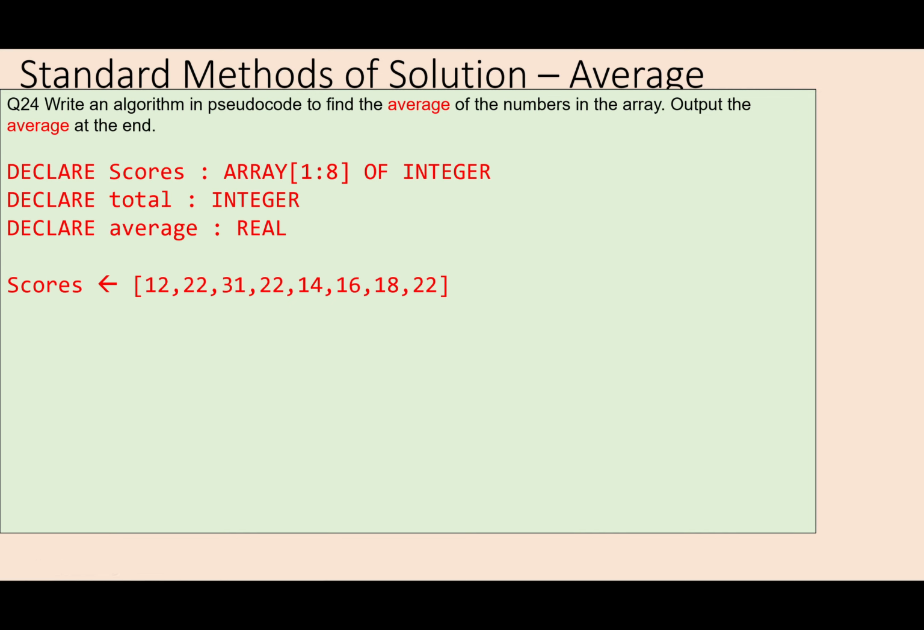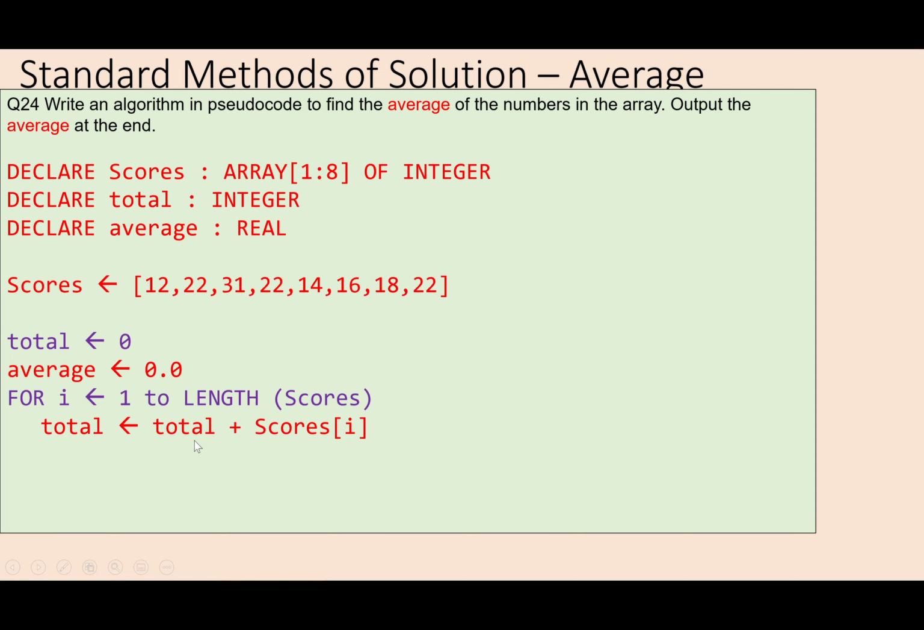Okay, so pause the video, have a go at writing that pseudocode, and then come back and we'll see the answer. Okay, so I'm going to set total to 0, and I'm going to set my average to 0.0. Again, it's another way of identifying the fact that it's going to be a real number. We're going to loop over the array, and just as we did in the previous video, we're going to take each element in the array. So initially I is 1, scores I is going to be 12, so we're going to add that to the total, which starts off at 0, so the total is now 12.